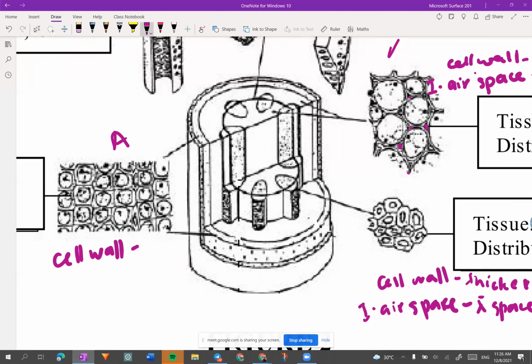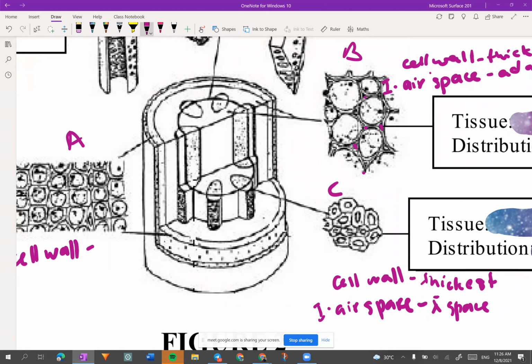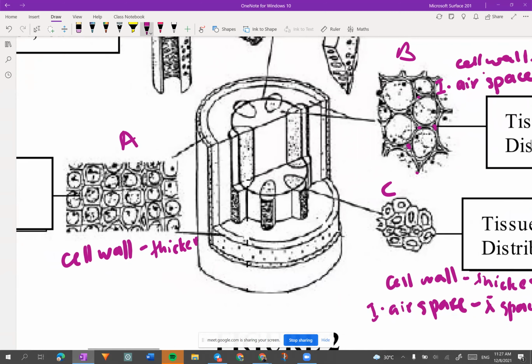Let me letak A, B, C. Yang mana? C. C is what? Thickest. So ni thicker. Thicker ke yang ni lagi thicker? B. A is thicker. Good. A is thicker. Okay. Then dia punya air space ada tak? Okay. Saya nampak dekat sini. Ada sikit. Okay. So ada.